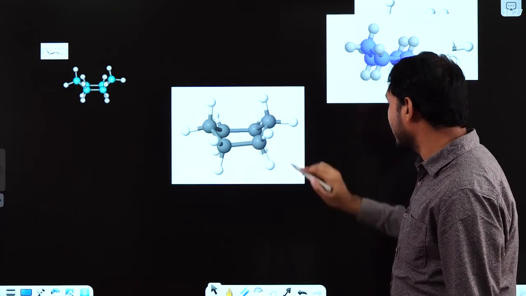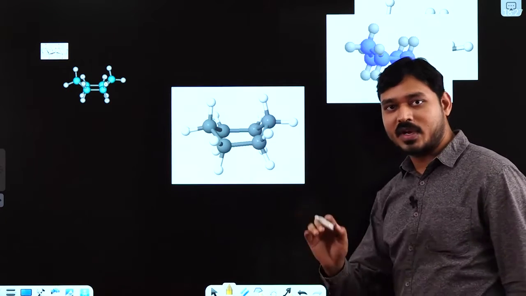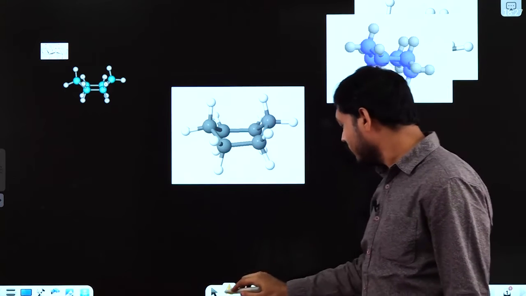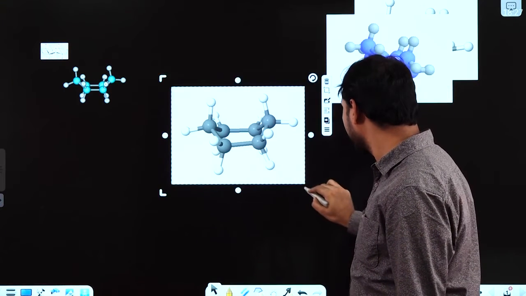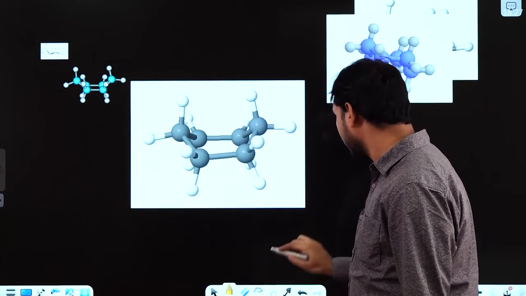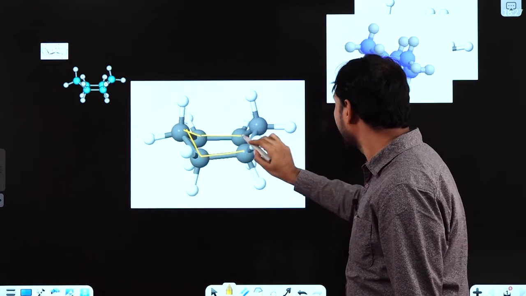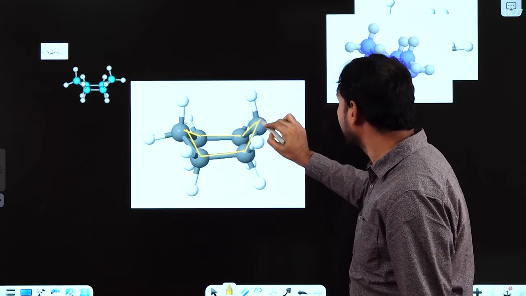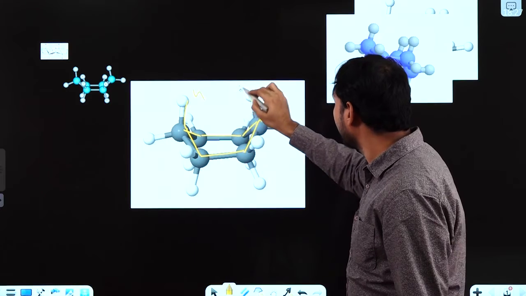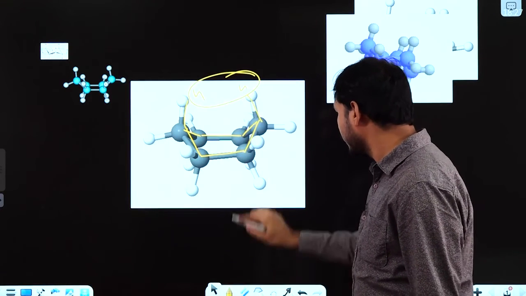Now let's take this one. What is it trying to say? Think over it. So, this structure is again your boat form having flagpole repulsion, right?